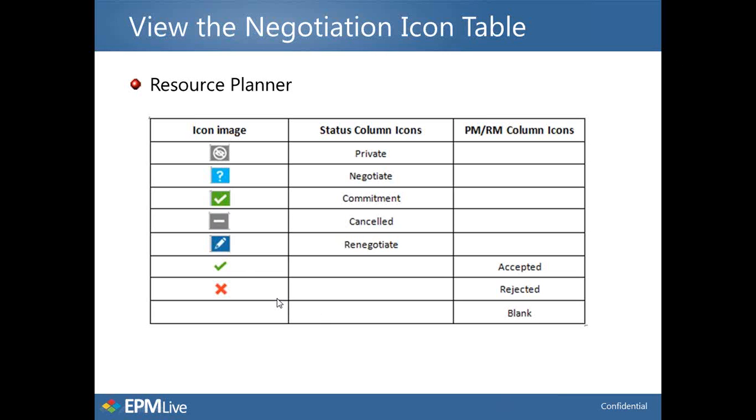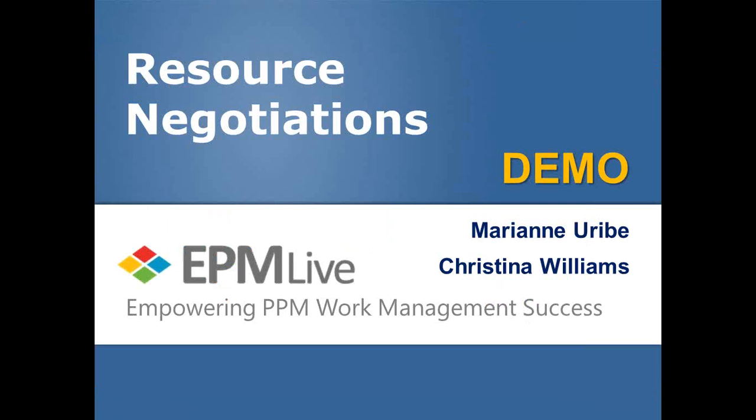And then you'll see up on the ribbon we have the ability to accept, reject, and when there's nothing in the column for either the project manager or the resource manager, it indicates that, so if it's empty for Christina as a resource manager, it indicates it's her turn. So when it's blank, it indicates it's either the project manager or the resource manager's turn. With that, we're going to go ahead and get started.